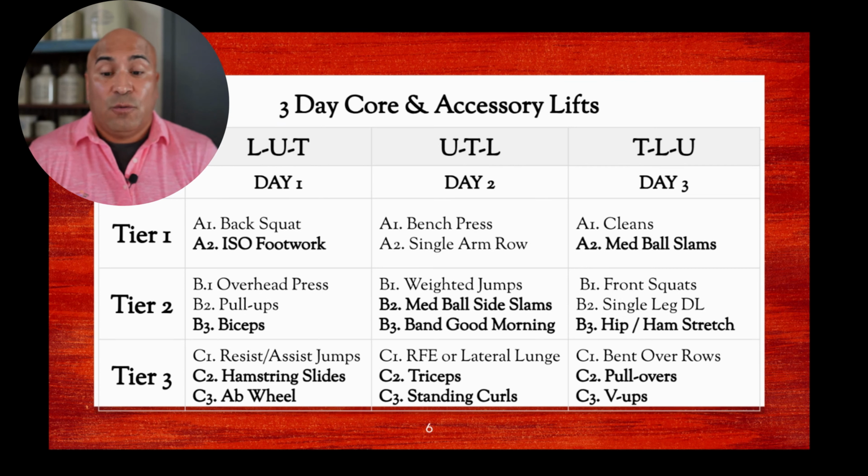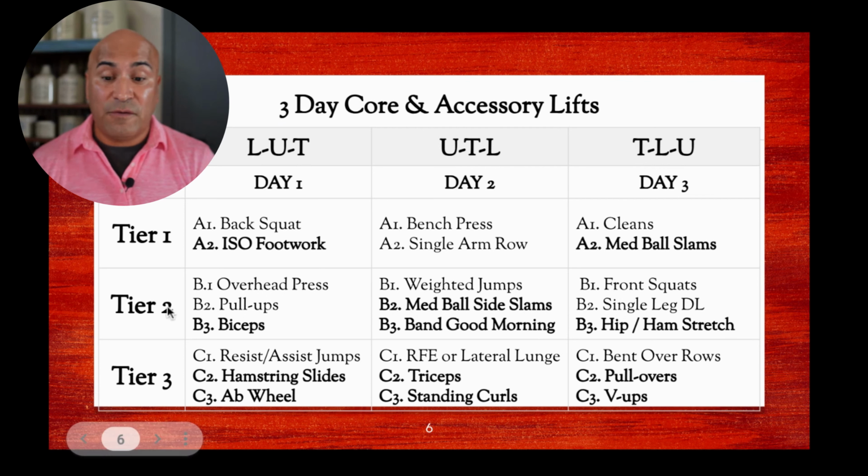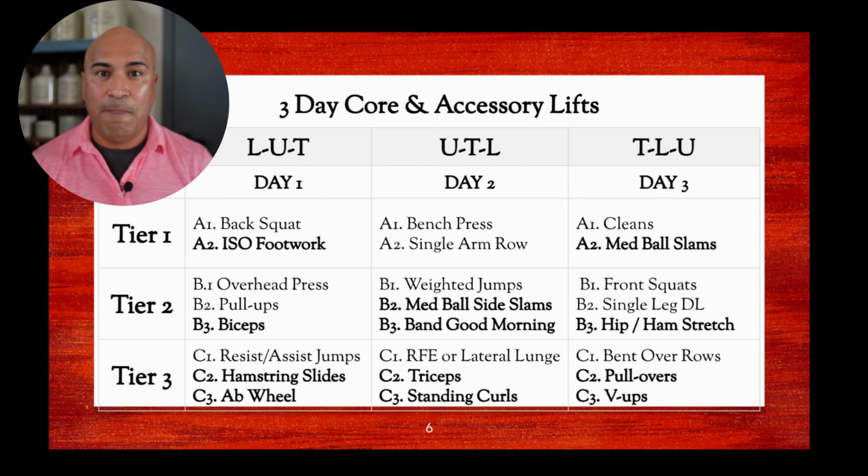For day one, our tier one is back squat, and A2 is our iso footwork. Then for our tier two for day one, which is our upper body, we have B1, which is our overhead press, B2, which is our pull-ups, and B3, which is our biceps. Now I have to look, does it make sense logistically in our rack? We have 12 racks in our weight room, so I can fit up to 48 students if I do it wisely.